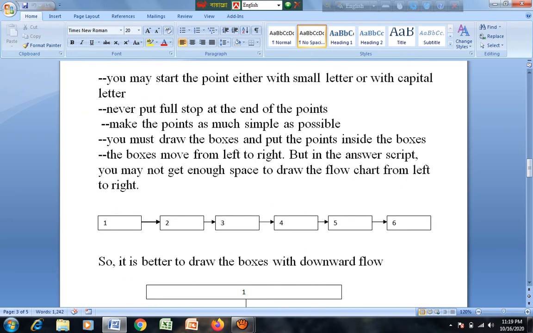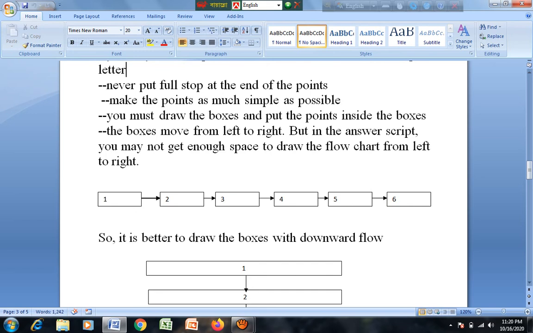Next we see that you may start the point either with a small letter or with a capital letter. There is always a debate whether you should start the point with a capital letter or a small letter. It is better to start the point with a small letter, but you are allowed to start the point with a capital letter. The initial letter may be small or capital.